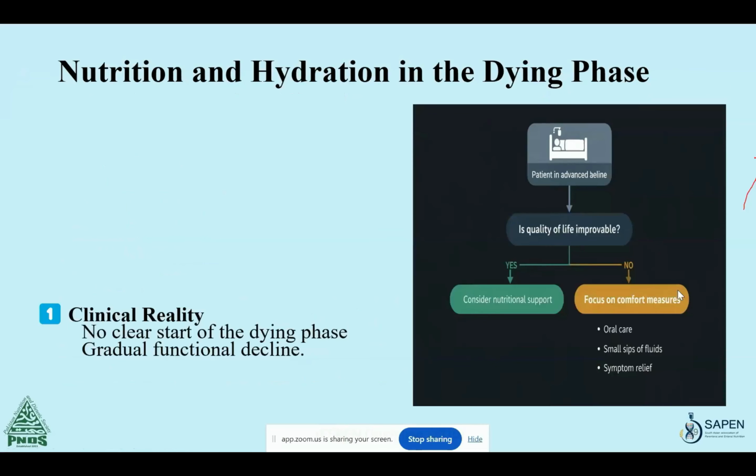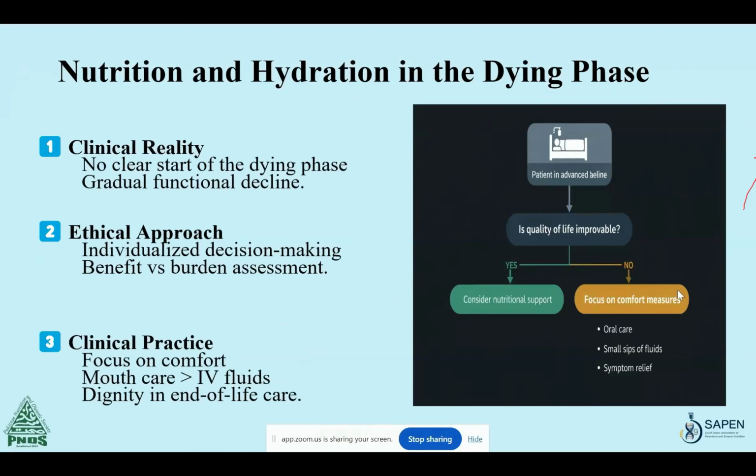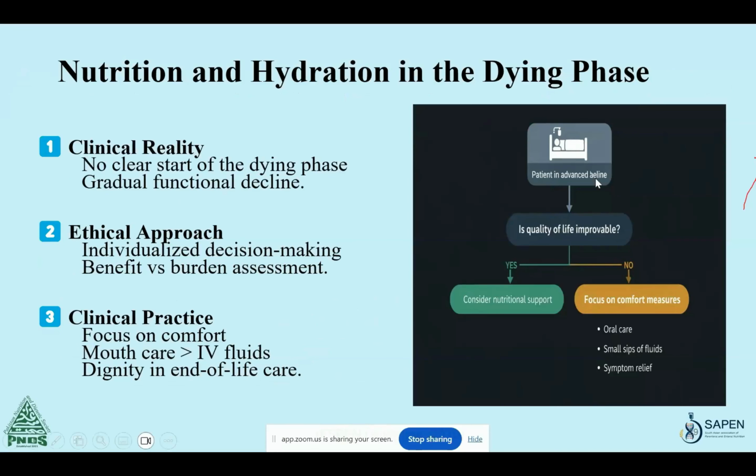So we have to ask ourselves some questions. The patient is in advanced stage disease. So the question is, is the quality of life improvable? If the answer is yes, then we need to consider nutritional support. And if the answer is no, the patient's quality of life is not much improvable, so our focus must be on comfort measures, which include oral care, small sips of fluids, and symptom relief.